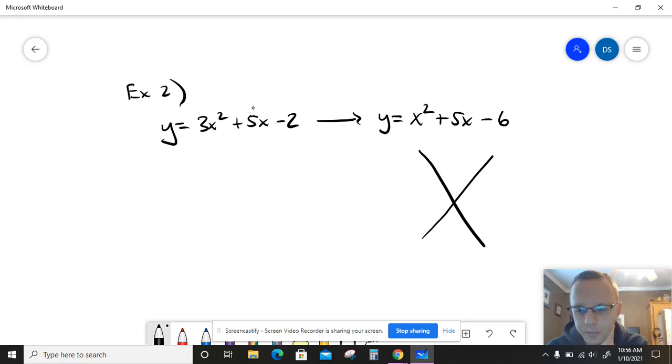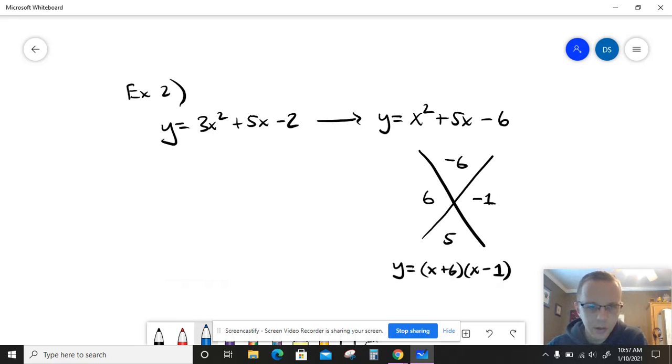All right, and so I need numbers that multiply to negative 6 and add up to 5. I want to say that 6 and negative 1 would work. So the factors over here are y equals x plus 6 times x minus 1. That's my starting point. When I come back over here, x plus 6, x minus 1, but I need to divide by that a number, which is 3.